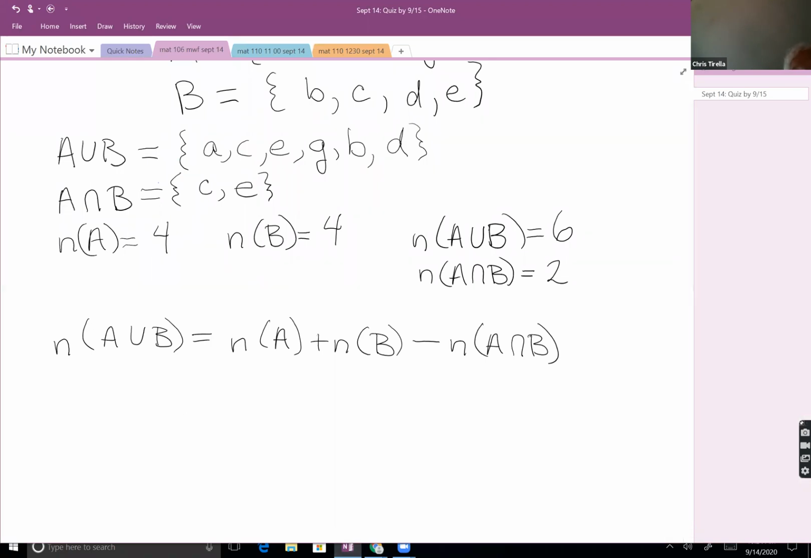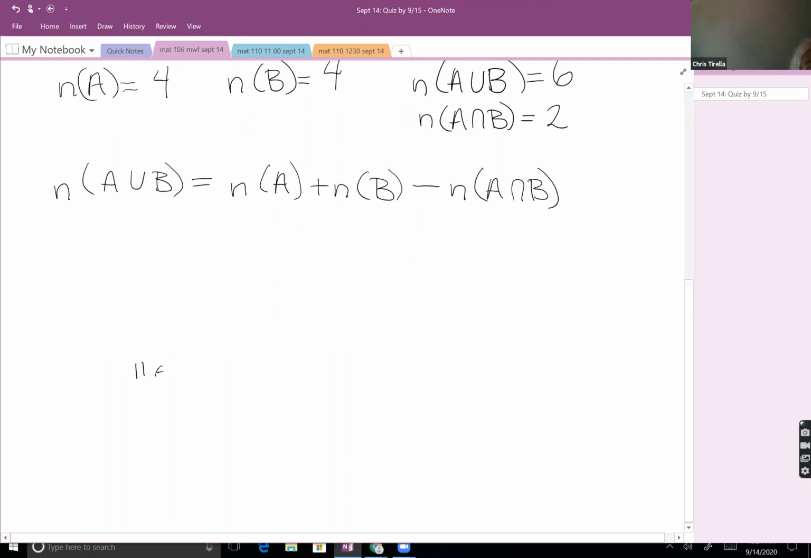In terms of word problems like that, one thing that you need to be aware of is when you see the word or, it behaves like taking the union of the two sets. And when you see the word and, it behaves like taking the intersection of the two sets.